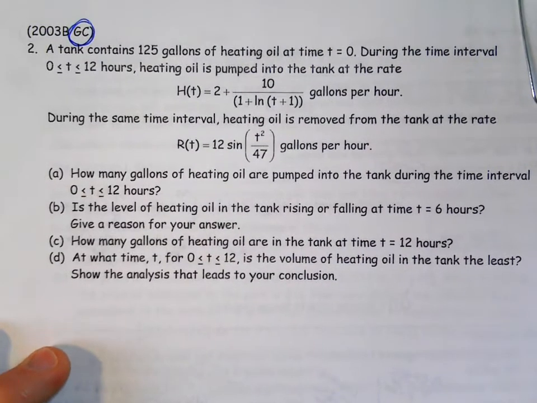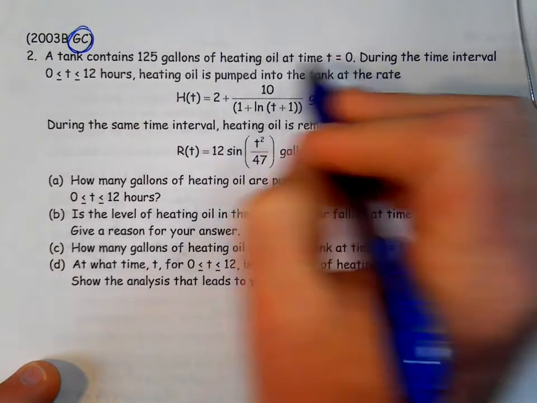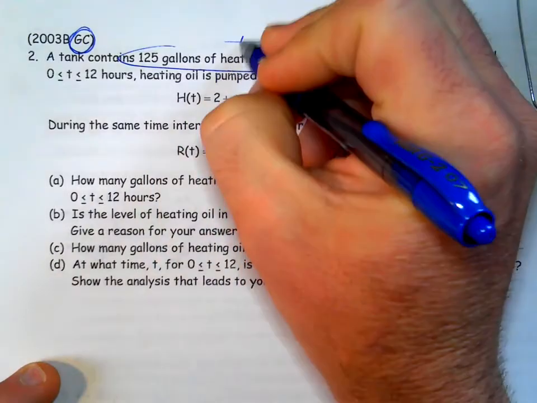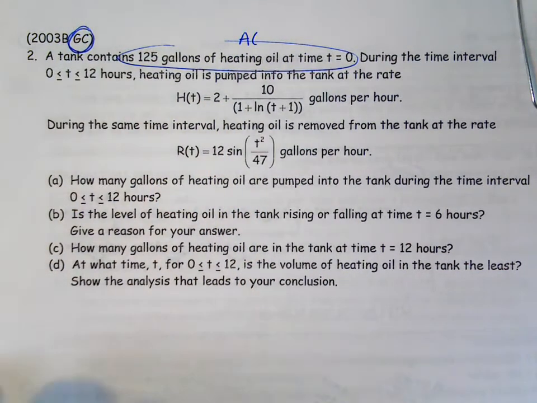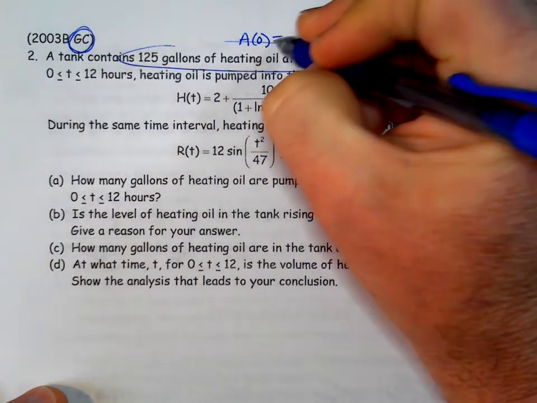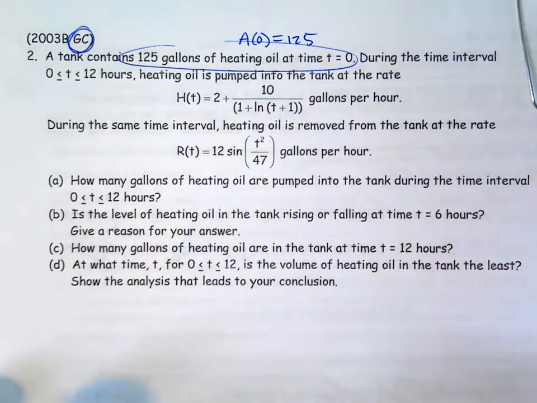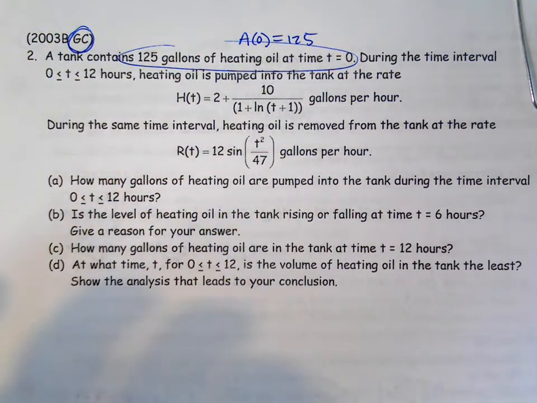So a tank contains 125 gallons of heating oil at time 0. That's your initial condition. I often use capital A for the amount of whatever we're talking about. Sometimes they'll give you a letter to use, so you should use it. But this is A(0) = 125. As I read this, I like to summarize the important points into much shorter notation.